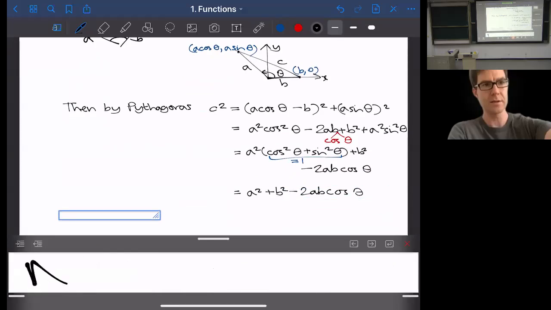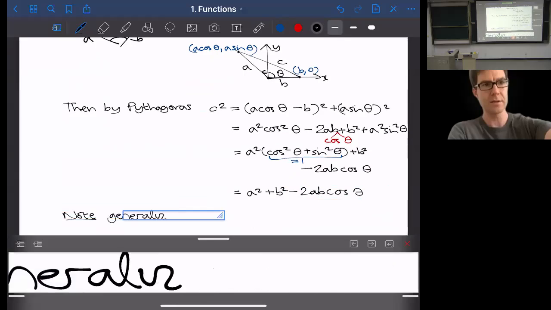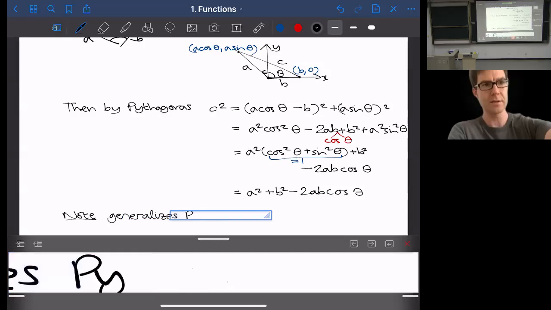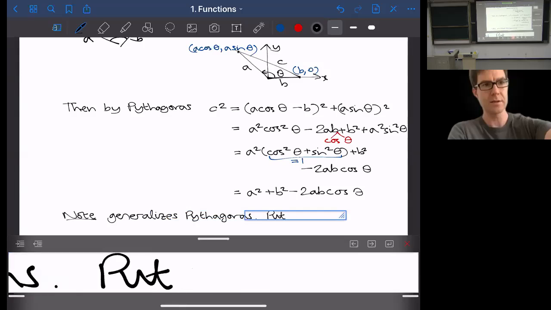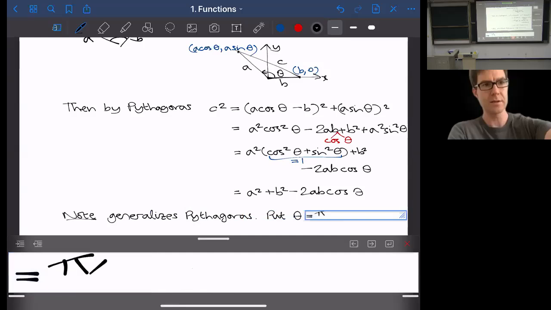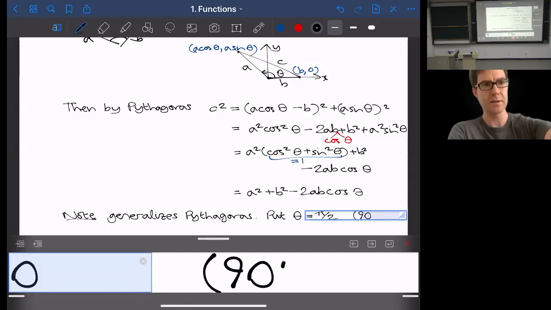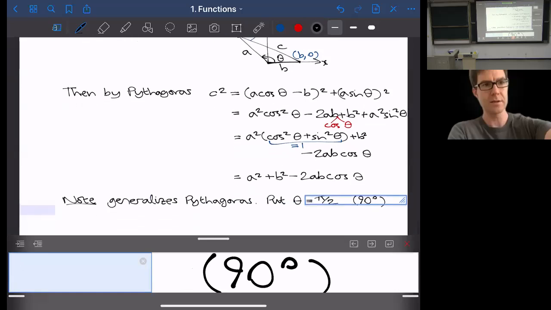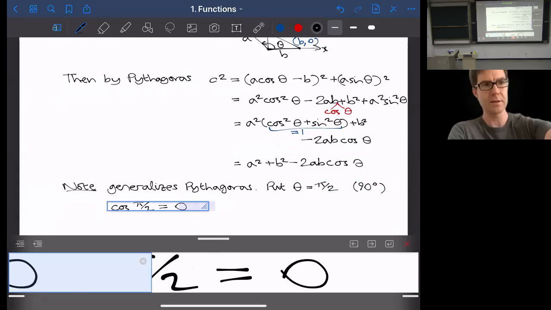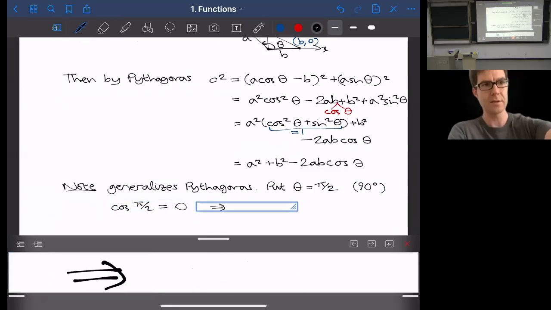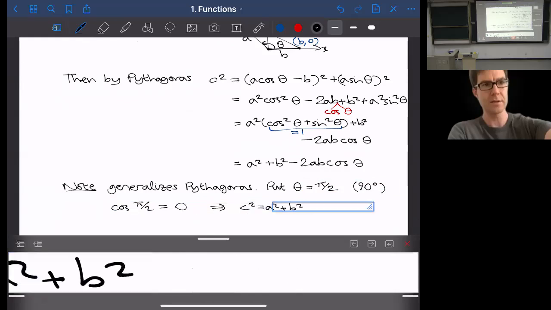So this generalizes Pythagoras. If we put theta is pi over 2, so 90 degrees, a right angle, then cos pi over 2 is 0, and so we get c squared is a squared plus b squared.